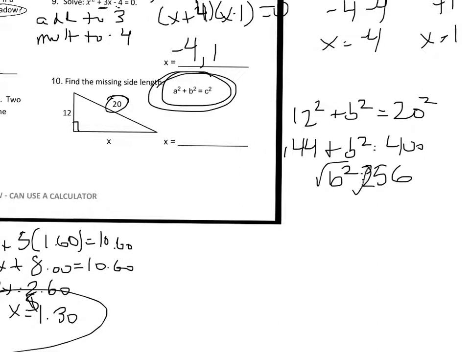And then we square root both sides. b equals, you always get those plus or minus two solutions. It's a perfect square, so it's going to be 16 here. But it represents a side length, so it cannot be the negative. It's got to be 16.